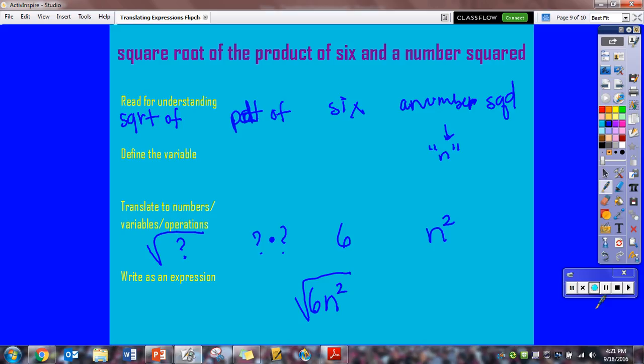So we have done a lot of practice, and we've used a lot of words. We'll use more practice in class, and we'll nail down just how to translate these, and we'll work on going from this back to words.